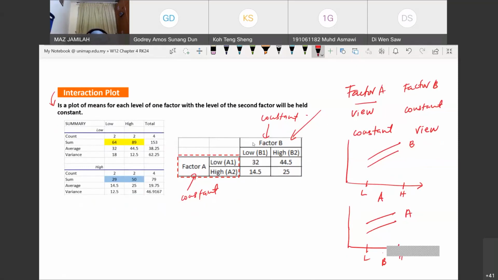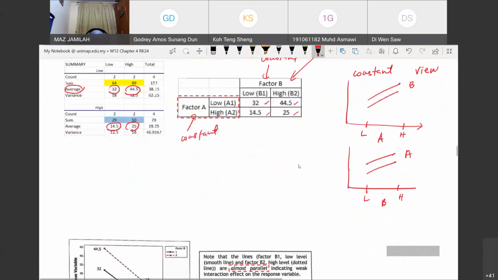Now, from this particular summary, you can just take the average value given from your summary. The first one, for low, is 32. We are referring to the average. And for low, high, we have 44.5. For high of factor A and low of factor B, we have 14.5. High, we have 25. Put it inside your table of means. So this is what we call the table of means.